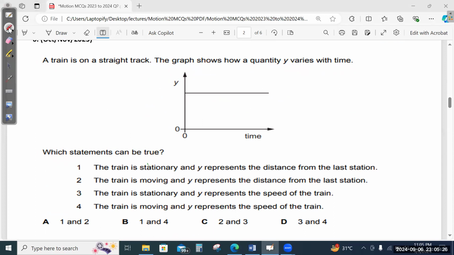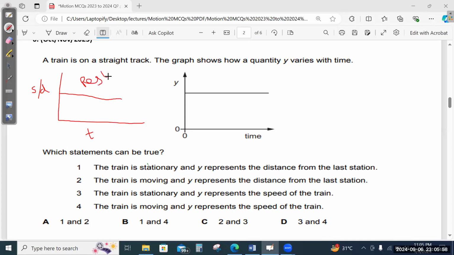There are two types of graph. First one is the distance time graph. If we place here distance, and this is time. Sometimes distance is represented by s, so you can use both terms. In a distance time graph, if you see the line horizontal to the time axis, it means the body is at rest, the body is not moving.